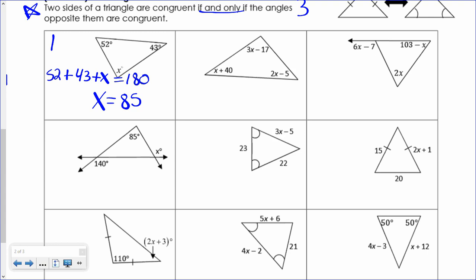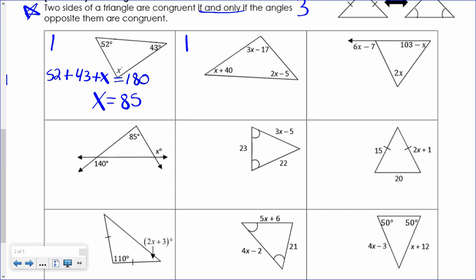All right, which one of the theorems, 1, 2, or 3, would help me for this one? Which theorem would help me solve this question? 1? Why? I'm trying to solve for x, but how? Okay, I have three angles all labeled inside the triangle. What do I know about all three angles of a triangle? They add to 180, so that's why theorem number 1 applies here.